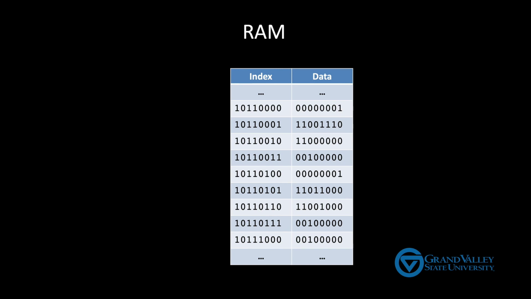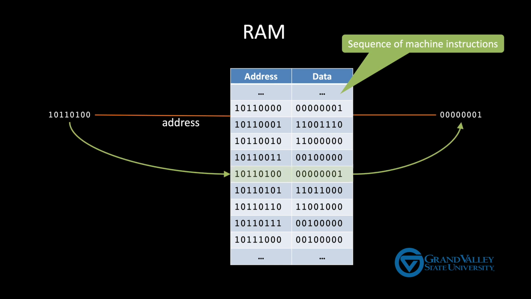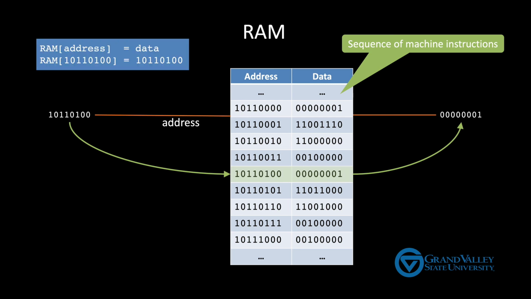Conceptually, you can think of RAM as a big array that holds data. In this case, the data is the list of instructions we want to execute. We access this data by providing as input the index of the item we want, although with memory we call it an address rather than an index. The RAM responds by returning the data at that location. This is, in many respects, like accessing an array.